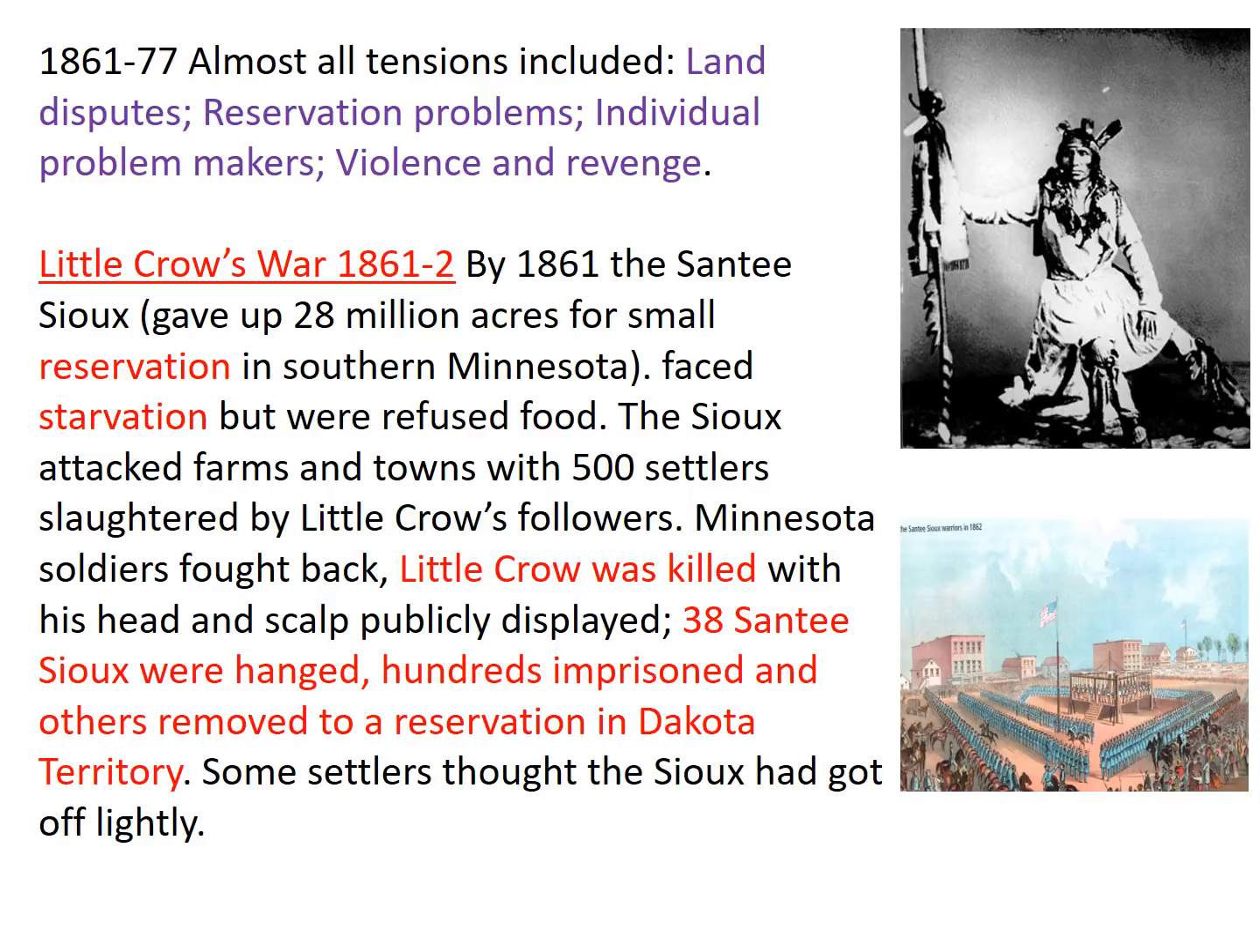The Santee Sioux had all given up 28 million acres of land for small reservations in South Minnesota and faced starvation. But the agent in charge of their reservation refused them food. So the Sioux, desperately needing that food, attacked farms and towns, and 500 settlers were slaughtered by Little Crow's followers. Minnesota soldiers fought back. Little Crow was killed, and when they did so, they took his head and his scalp, which were publicly displayed. 38 Santee Sioux were hanged, hundreds were imprisoned, and others were taken to the reservations in Dakota Territory. Some settlers thought that the Sioux had got off lightly.